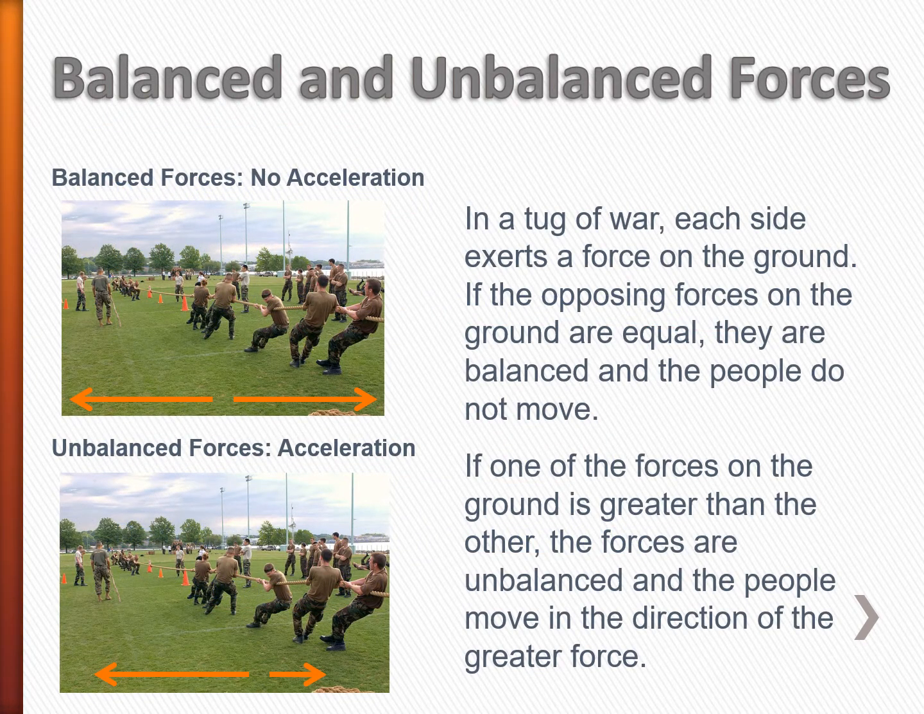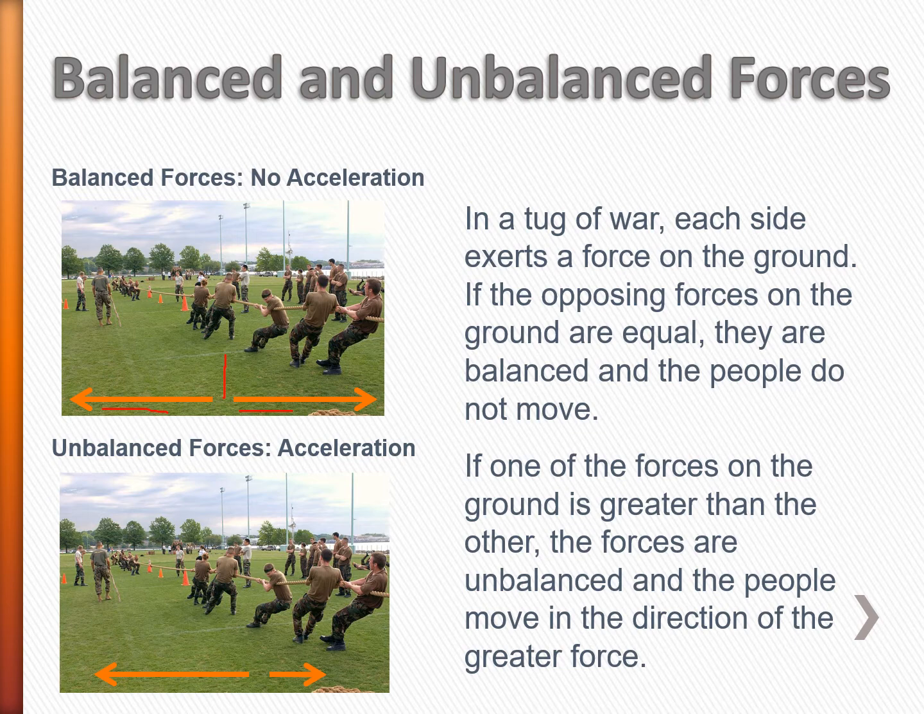Now, we have here an example of balanced and unbalanced forces. I told you that forces are represented using arrows. In a tug of war, each side exerts a force on the ground. If the opposing forces on the ground are equal, they are balanced and the people do not move. So there will be no movement here because the opposite forces are equal. Nobody will win. How about this one?